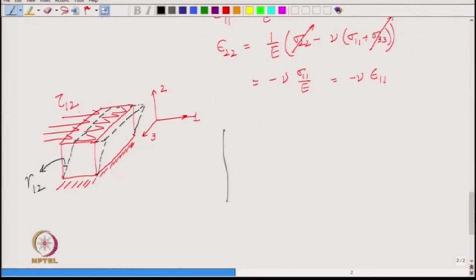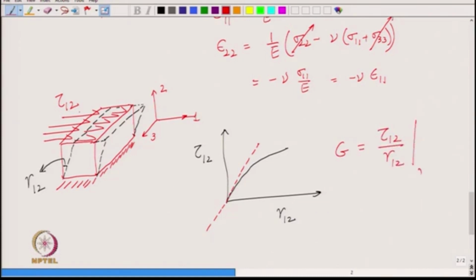So, again you draw your slope or the curve for tau 1 2 versus gamma 1 2, and you will see something like this, and you measure the initial slope. So, when you measure the initial slope, that would be the shear modulus of elasticity. So, G equals tau 1 2 divided by gamma 1 2 when gamma 1 2 goes to 0. So, when the shear strain is very small, you measure this ratio and you get shear modulus of elasticity.